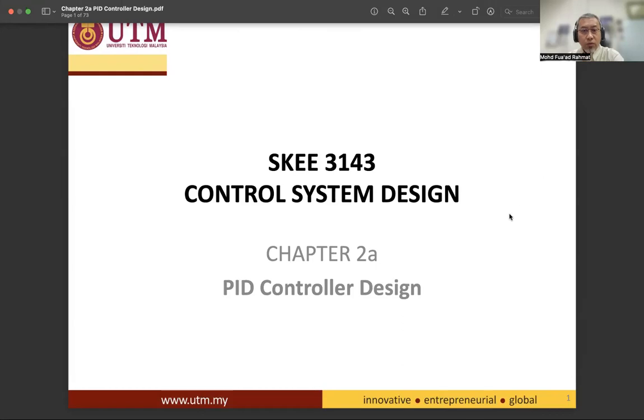Today we are going to move to chapter 2. Since chapter 2 has about 150 slides in total, I divided it into two sections, chapter 2A and chapter 2B. Here I give you chapter 2A, which is on the PID controller design.